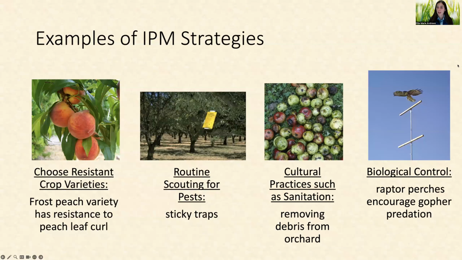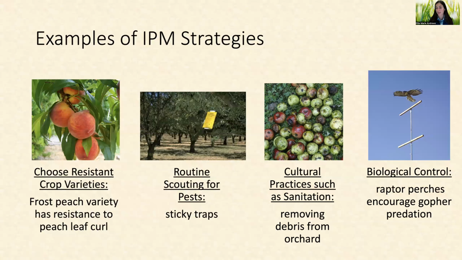Some more examples, there's all kinds of cultural practices out there, but one of them is sanitation. So removing debris from an orchard is important to make sure that you're not harboring pathogens that could infect nearby healthy plants. Another one is biological control.